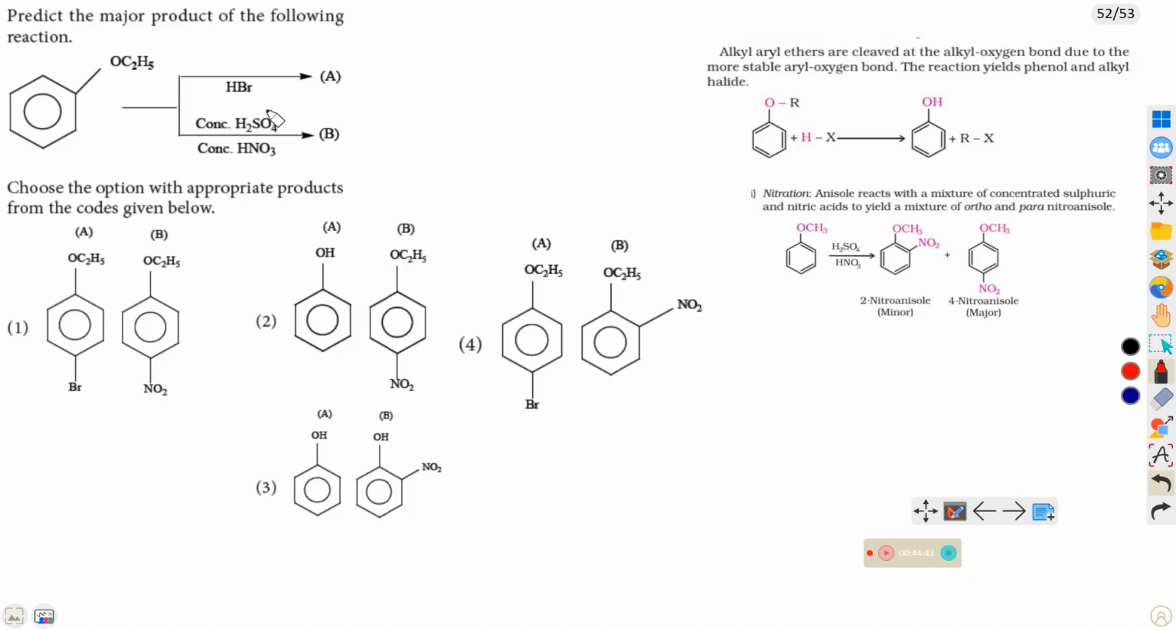Ethers react with HBr. The ether is an alkyl aryl ether. Then break the bond between alkyl group and oxygen. Then oxygen gets negative charge. Alkyl group charge is positive. H plus Br minus. And it gives C6H5OH plus C2H5Br.